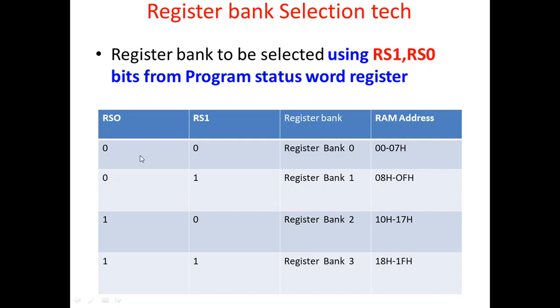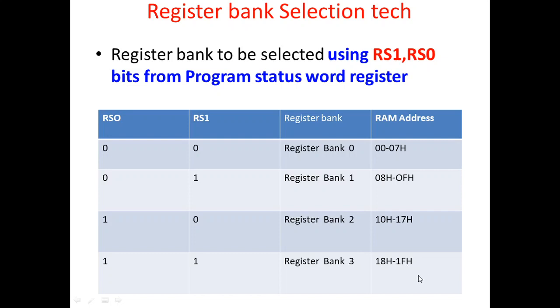First combination is 00. When both are 00, bank 0 is selected, and that location is from 00 to 07H. When you place RS0 and RS1 as 01, register bank 1 is selected, which is physically located at 08 to 0FH. When RS0 and RS1 are 10, you are interested in register bank 2, which is physically located at 10H to 17H. And when RS0 and RS1 is 11, you are interested in register bank 3, which is physically located at 18H to 1FH.